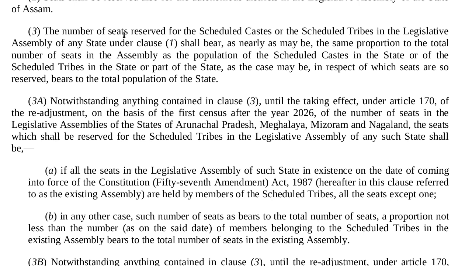3. The number of seats reserved for the scheduled castes or the scheduled tribes in the legislative assembly of any state under clause 1 shall bear, as nearly as may be, the same proportion to the total number of seats in the assembly as the population of the scheduled castes in the state, or of the scheduled tribes in the state or part of the state, as the case may be, in respect of which seats are so reserved, bears to the total population of the state.